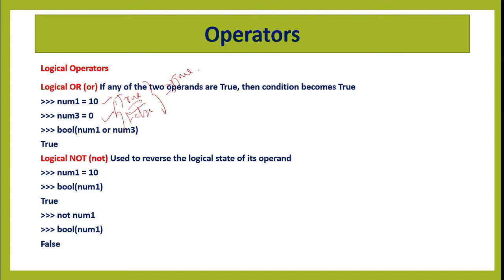The next one, logical NOT. So this one is used to reverse the logical state of the operand. See here, num1 is equal to 10, which means this one is true. So the bool value of num1 is true. Again, we are using the NOT operator before the variable num1, not num1, which means this one becomes false. So the output also false.